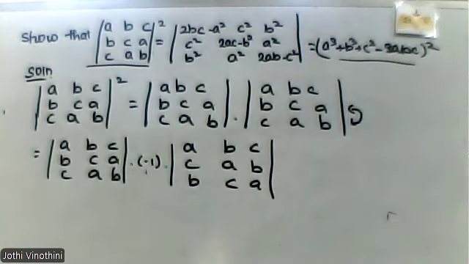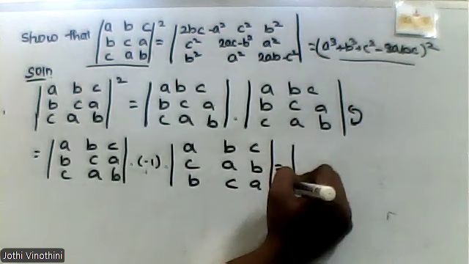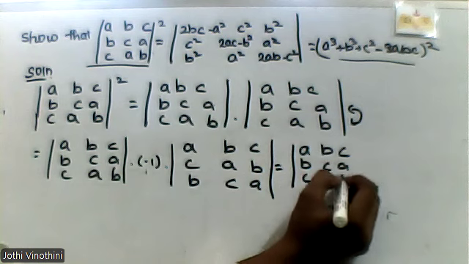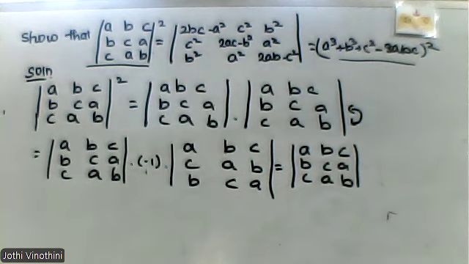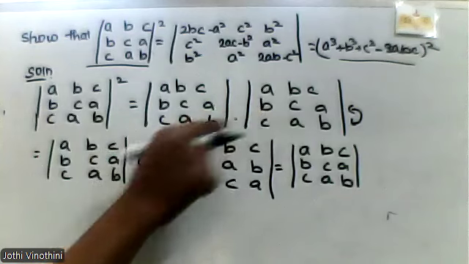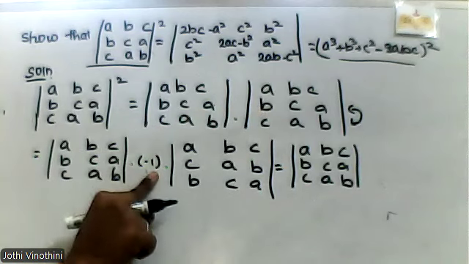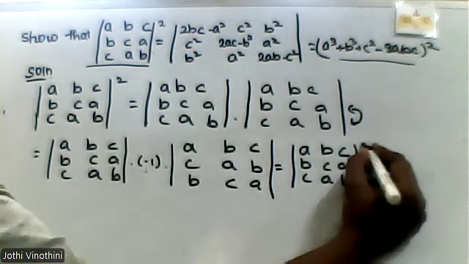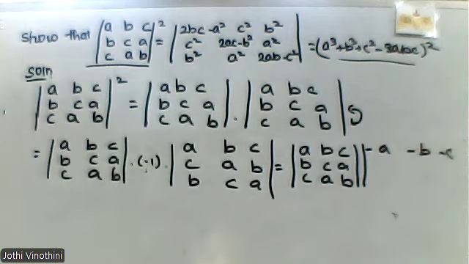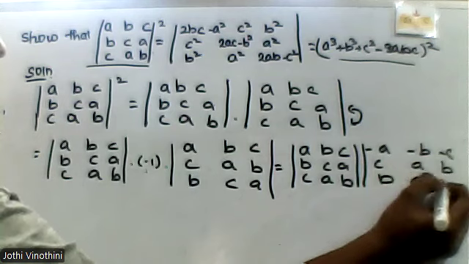Clear? Now I am going to take this minus 1 inside this matrix, into R1. Be clear with the first matrix: it remains the same as it is. We are doing all the changes in the second matrix only. We interchange R2 and R3, and while interchanging we have minus 1. I am taking this minus into R1, so it becomes minus A, minus B and minus C; and C, A, B; B, C, A.